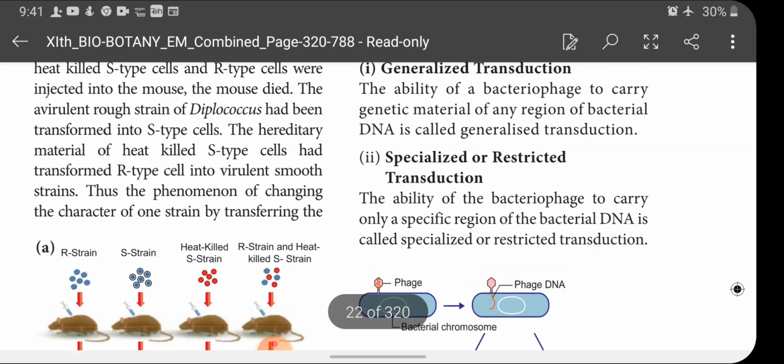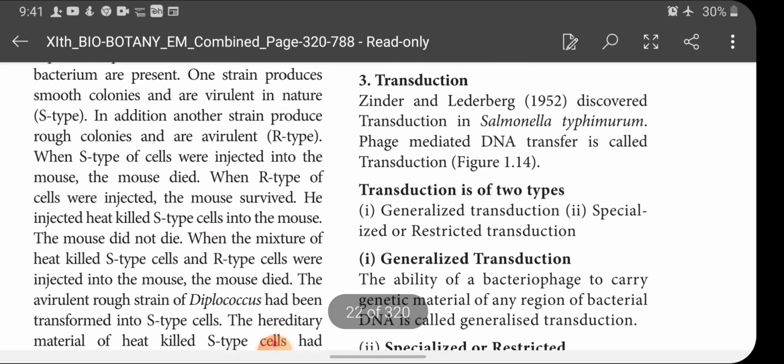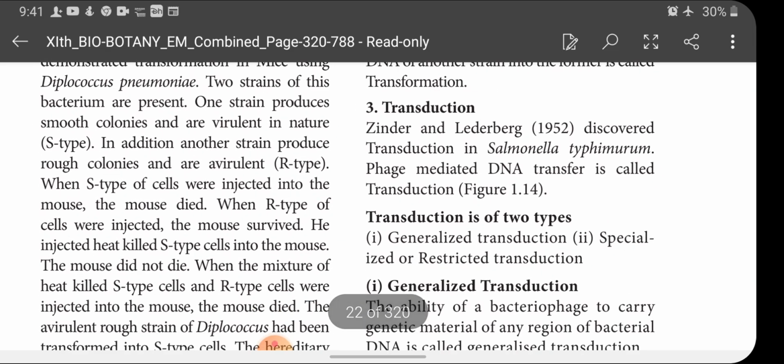With the help of the diagram, please understand this concept, children. I am going fast only, I know very well, but no other way.